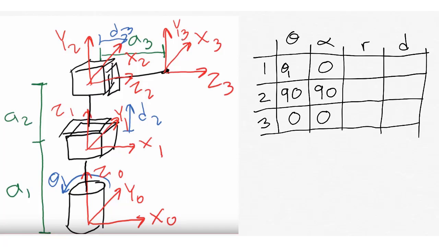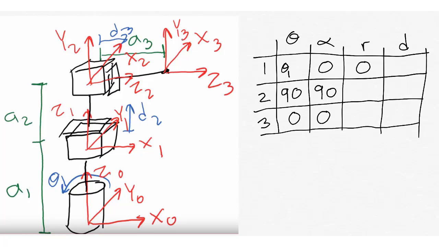Now we'll move on to the r parameter. To find r for the first row, I'll ask what is the displacement between the center of frame 0 and the center of frame 1, measured in the xn direction. N here is 1. The centers of these two frames are lined up perfectly in the x1 direction, so r for the first row is 0.